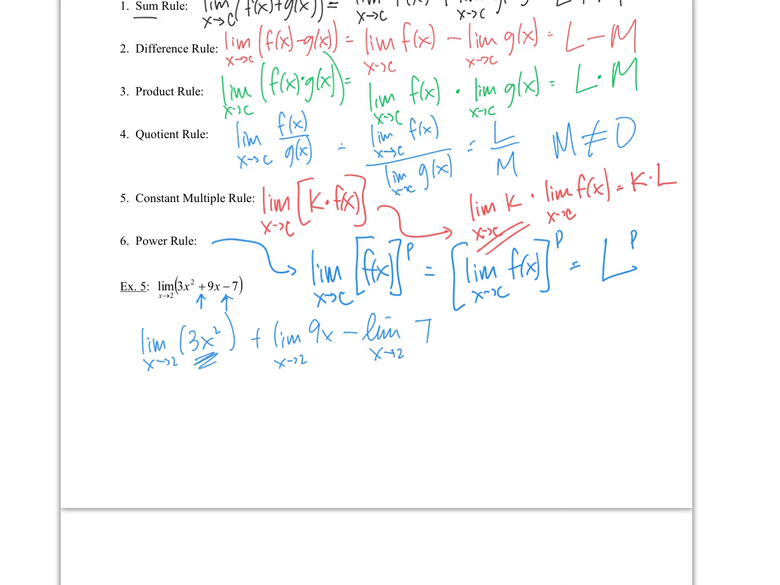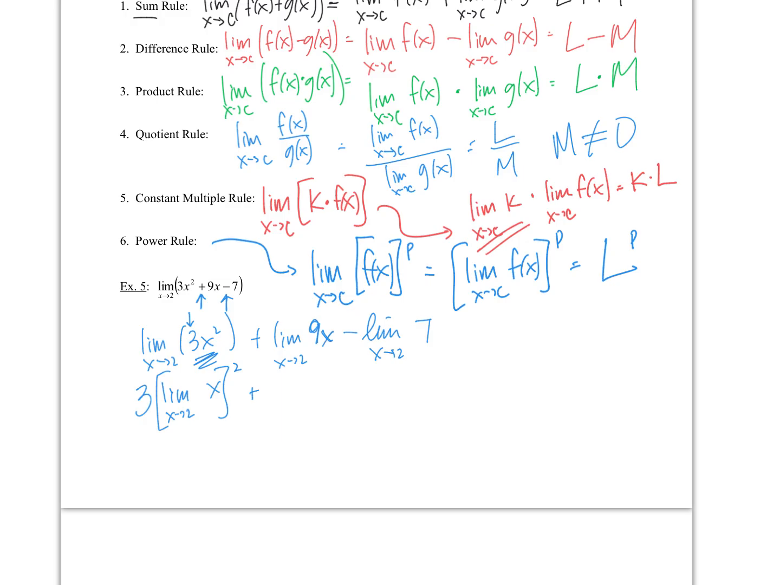Okay, so now that I've separated it using the sum and the difference rules, this first term right here has a couple different things going on. There is a constant being multiplied in front, so I can use the constant multiple rule. And then there's also an exponent. So I'm going to use 2 rules at once. It'll look like this: 3 times the limit as x approaches 2 of x squared.